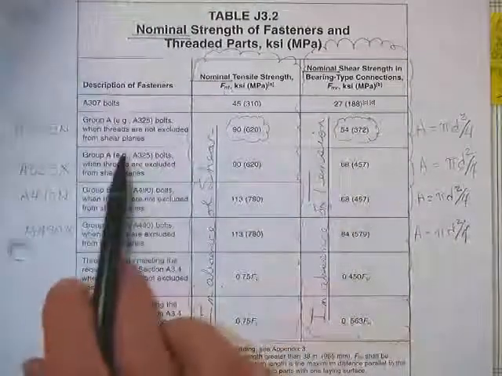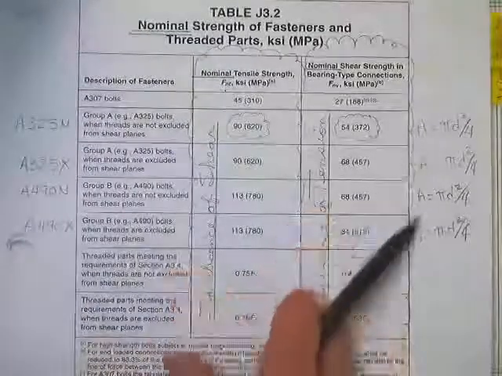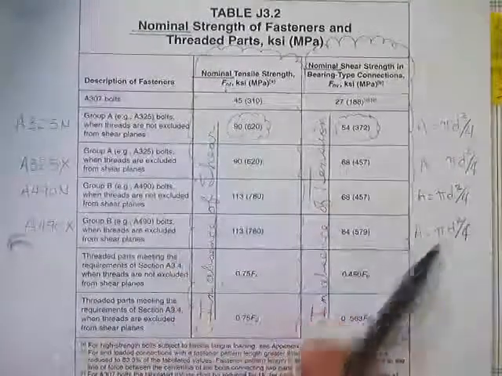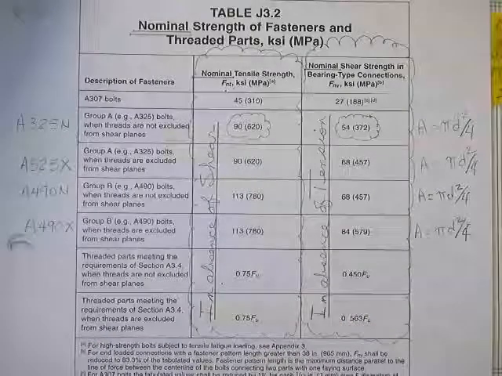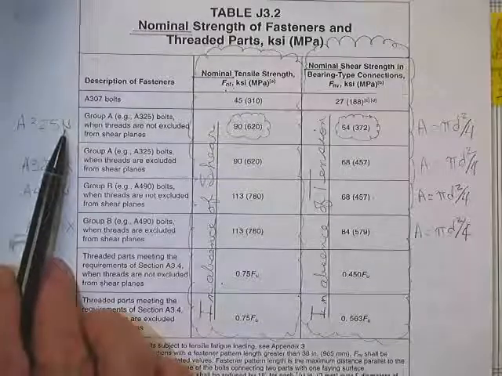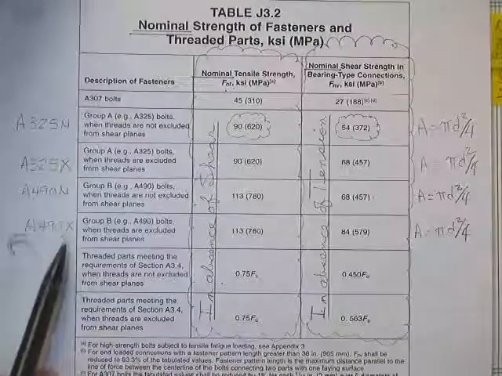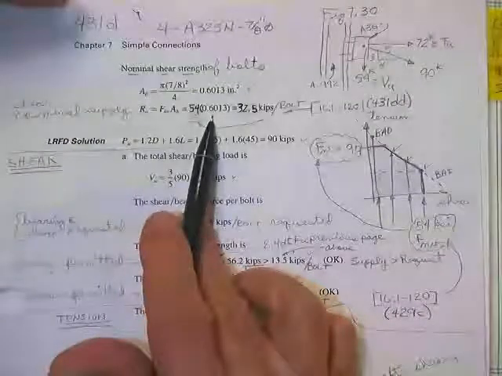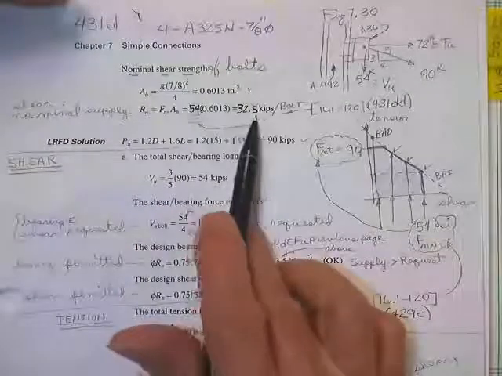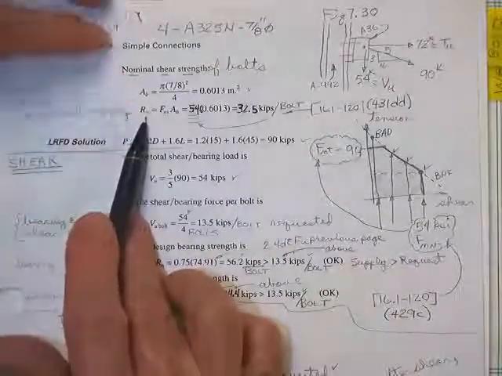The area for threads cut, threads not cut, is the same area. Pi D squared over 4, where D is the diameter of the shank. Those are designated A325. Shear plane includes the threads. Threads are excluded, included, excluded. So there's where the 54 came from. There's the cross-sectional area of the shank. 32.5 kips per bolt is your shear nominal supply.